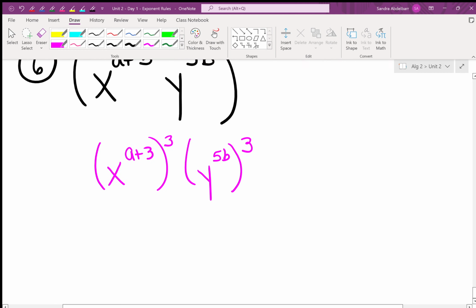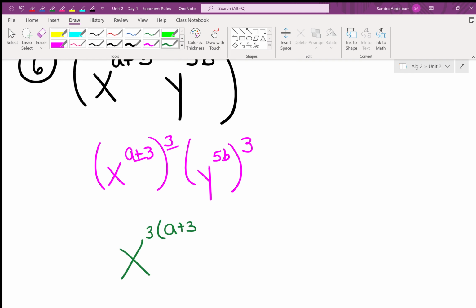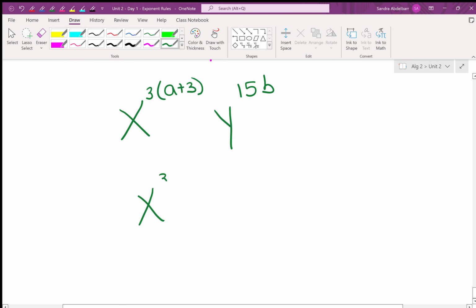Now when I multiply these, power to a power, we multiply. I am now multiplying that 3 to a whole binomial. So what do I have to do? Distribute it, exactly. So this is going to be x raised to the 3 times the quantity of 2a plus 3, y, this one we could just multiply, 15b. So this is x to the 6a plus 9, y to the 15b.